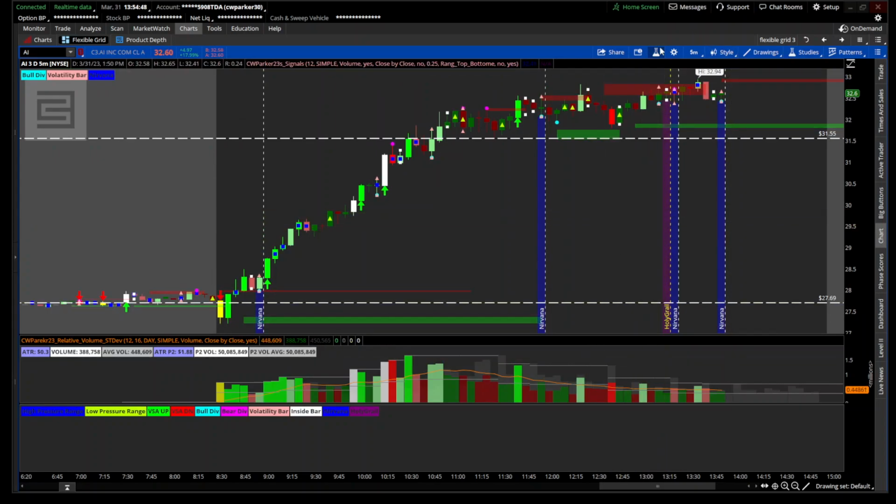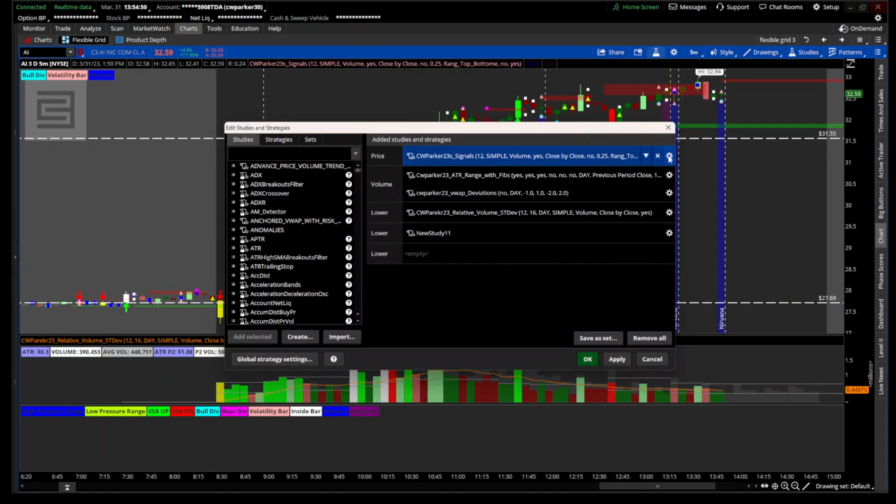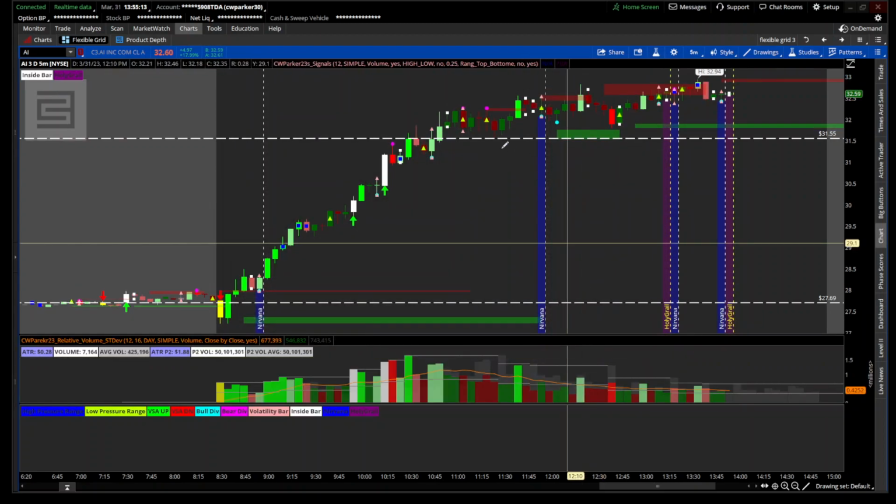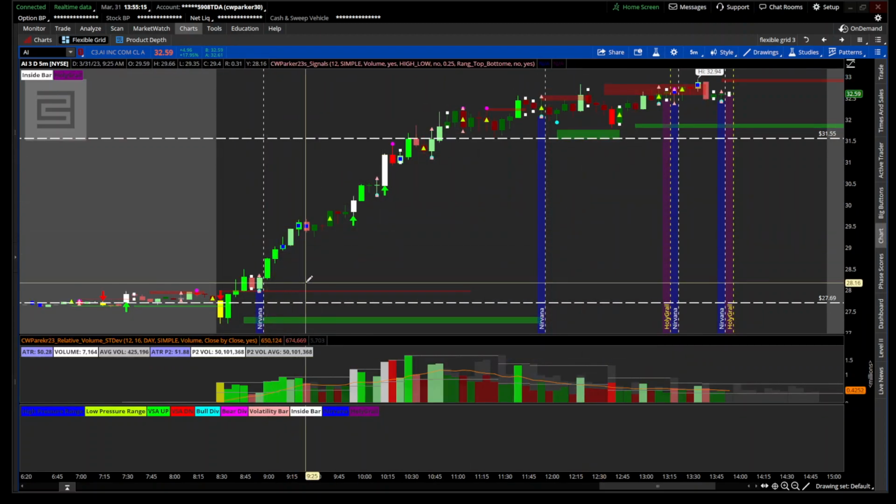So that's everything that's in that indicator right there, I believe. And you can make different adjustments, and you can change the range. The range right now is set for close to close, so it's measuring the ranges between the closes, and it's telling you which one is above average or below average. Well, you can do high low, and that will judge the candles by the range between high and low.